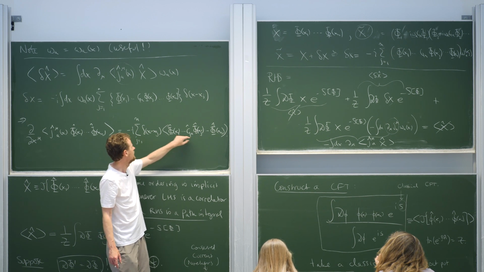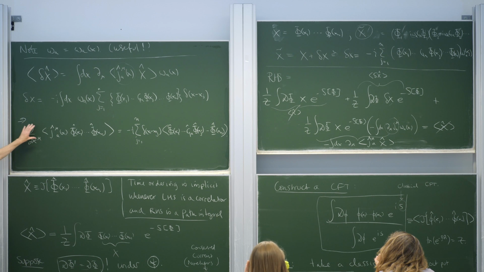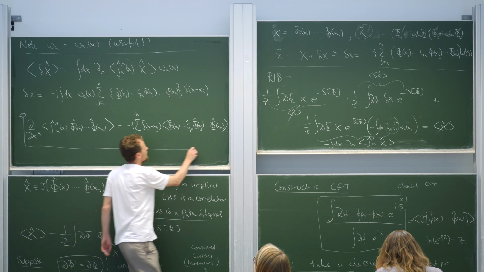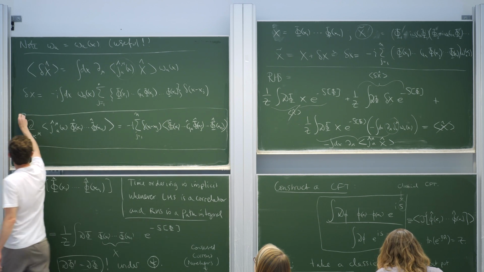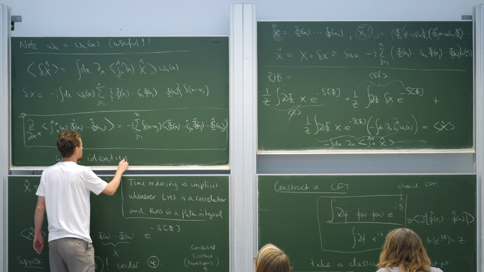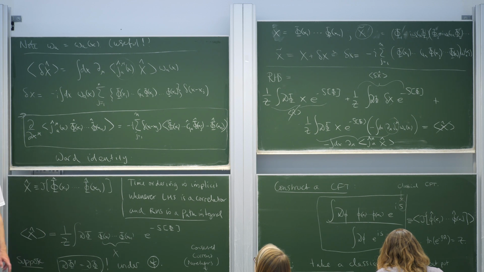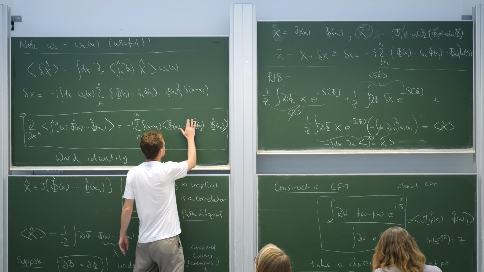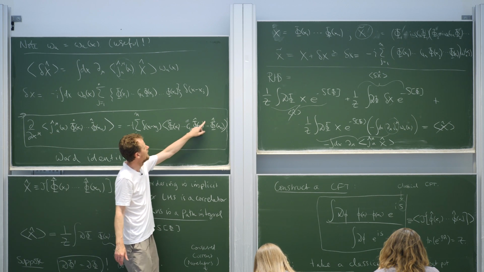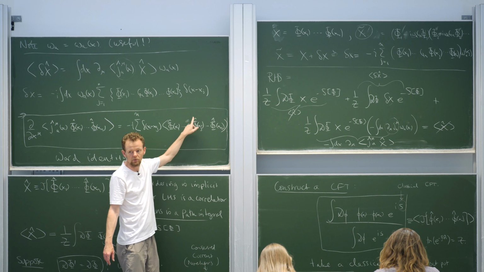We put that in. And on the left-hand side, we got the current here. So this formula here goes under the name of the Ward identity. It's our principal tool for quantizing symmetries and showing us how symmetries are implemented on quantum correlation functions.